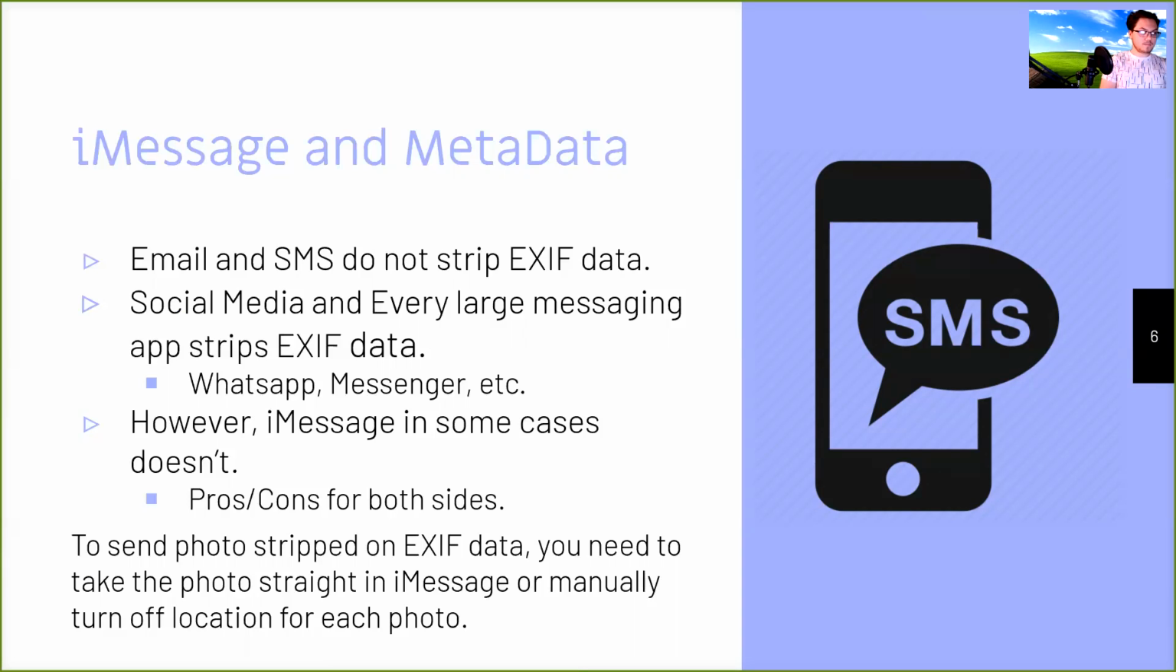So for iPhones and iMessage, the way around this is you have to take the photo inside the iMessage app, wherever that camera is, and it opens up the camera and you can take a photo and send it. That's the easiest way to not include EXIF data. But that's kind of a nuisance for most people. Most people want to make sure that they can send a photo and not have any repercussions from it. And most of the time you take it in advance to send.